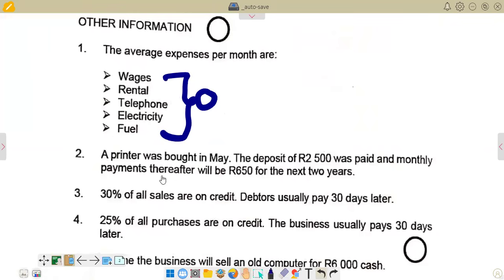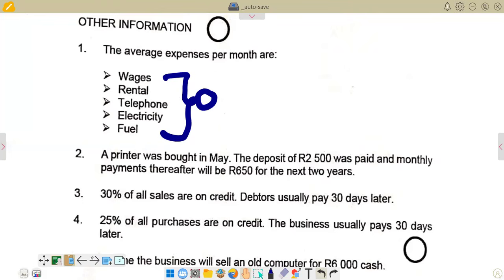The next one says a printer was bought in May. A deposit of 2,500 was paid, and the monthly payment thereafter would be 650 rands for the next 2 years. So in the month of May, we are going to pay the deposit of 2,500. Then in June and July, and in the other months that follow, it's going to be 650.